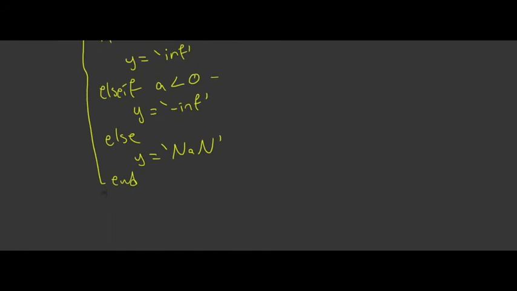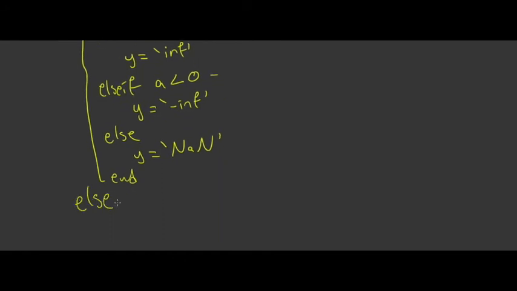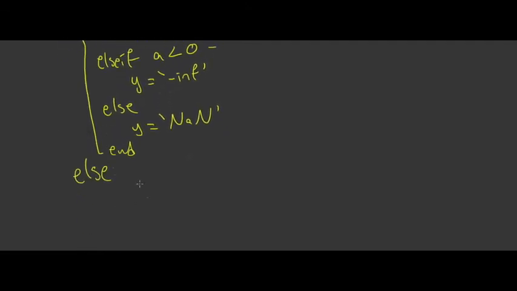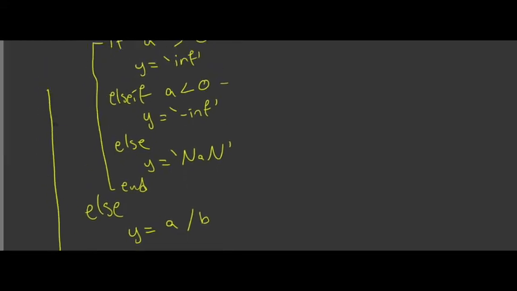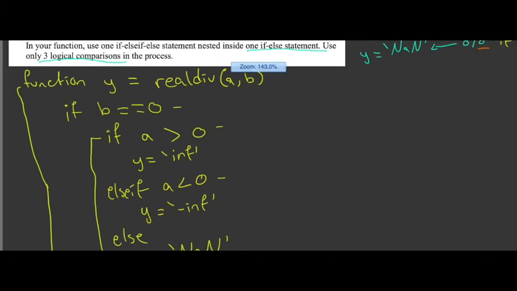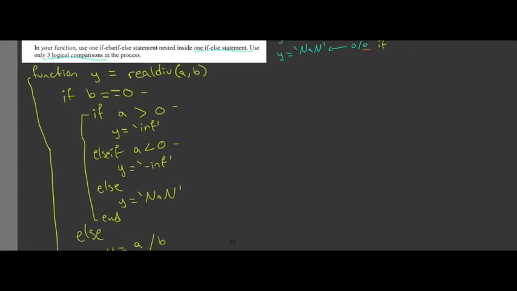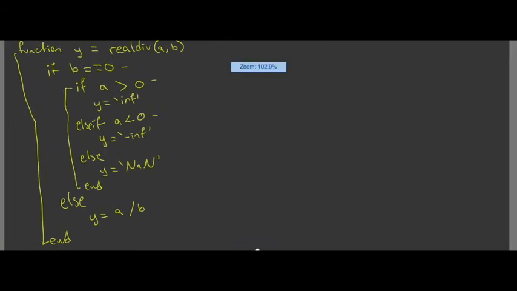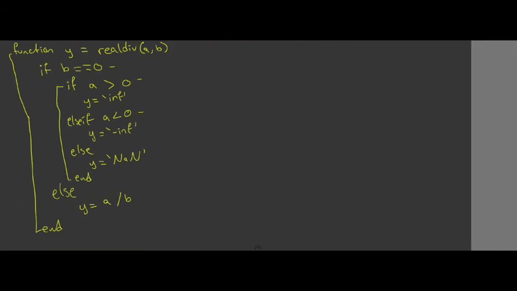Then we're going to say else, so that means if we said b is equal to 0 over here, our only other option is b is not equal to 0. So else, we do our action: y is equal to a divided by b, and we just do end, and this will end our function completely. If we zoom out, we have this function right here. Hopefully this helps.